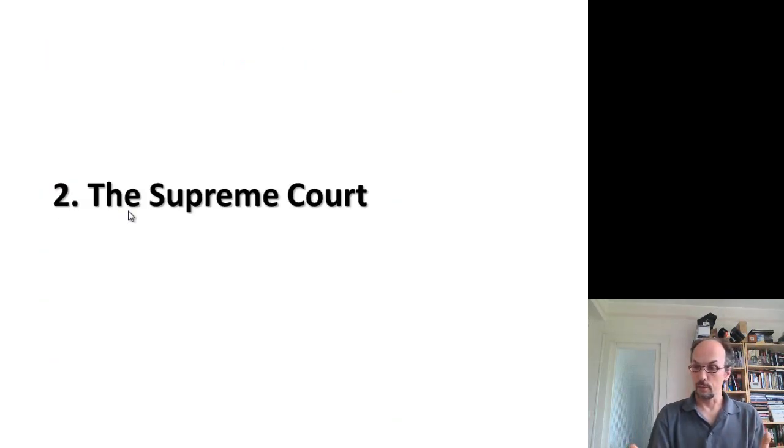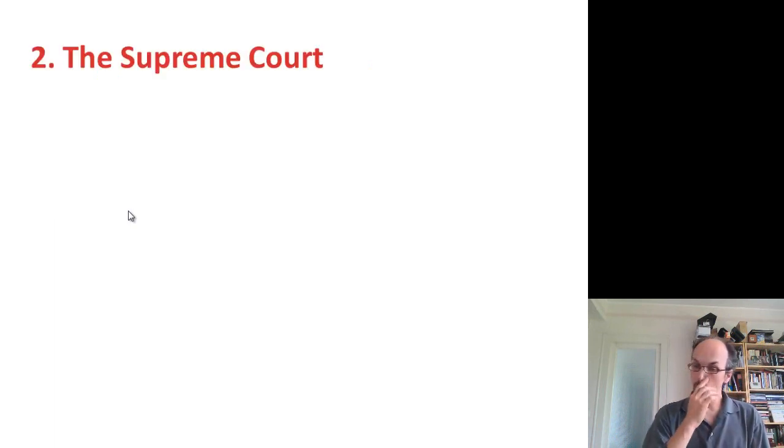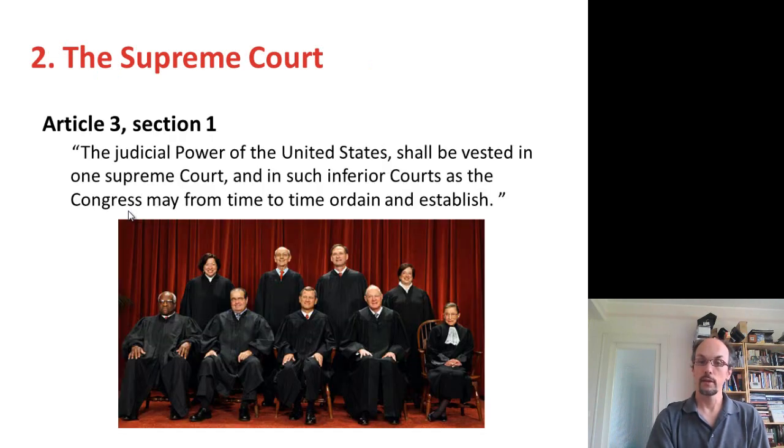So, two systems. The state system, the federal system. At the heart of the federal system is the Supreme Court. When I say at the heart of the federal system, I should say that the only thing in the Constitution about the judicial system of the federal government, the only thing which is really mentioned and described is the Supreme Court. The judicial power of the United States shall be vested in one Supreme Court and in such inferior courts as the Congress may from time to time ordain and establish.